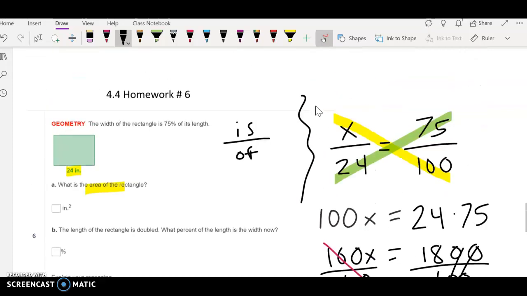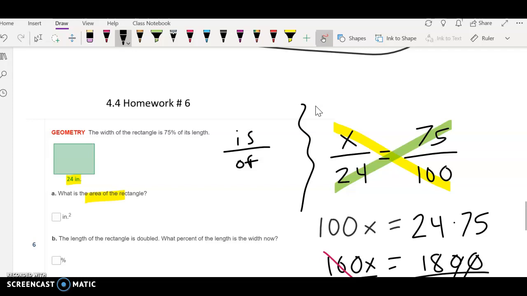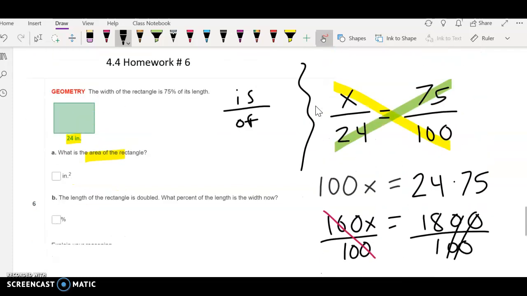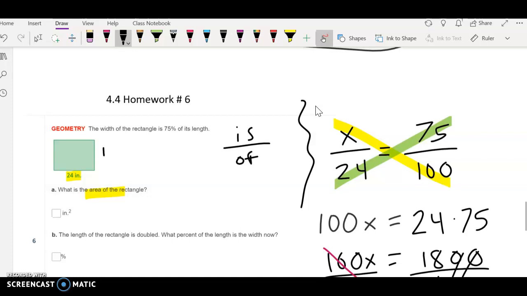I double checked that. Now, when it says what's the area of the rectangle, we know that the area is actually length times width. So a lot of people want to just go ahead and put 18 down there, but we know that it says area and our answer is in inches squared. So when I do 24 times 18, that would equal 432. My handwriting is going to be a little too big, but it's going to be 432.